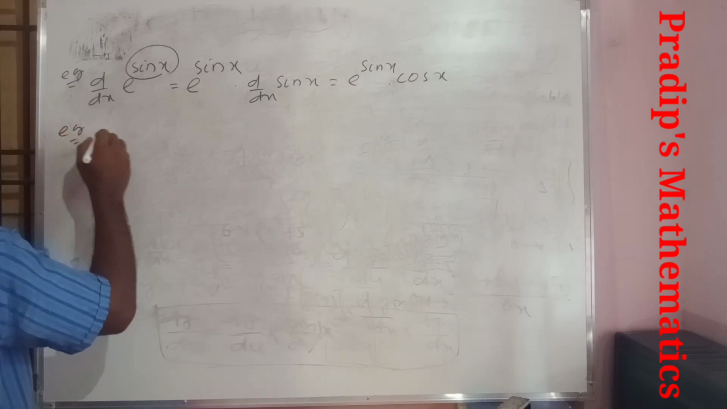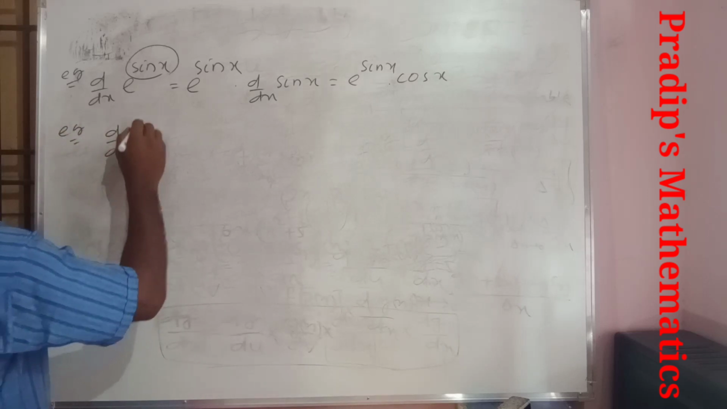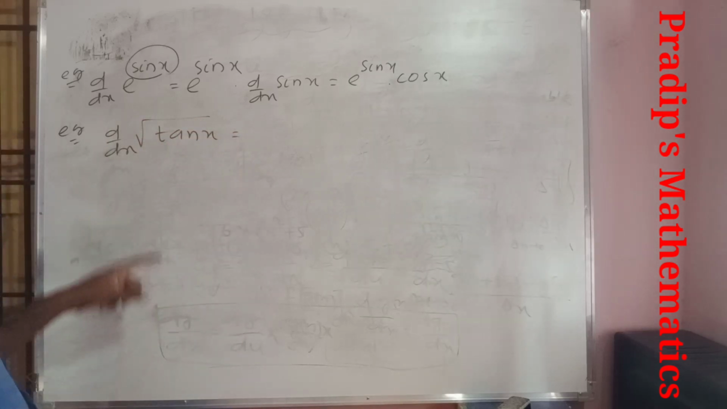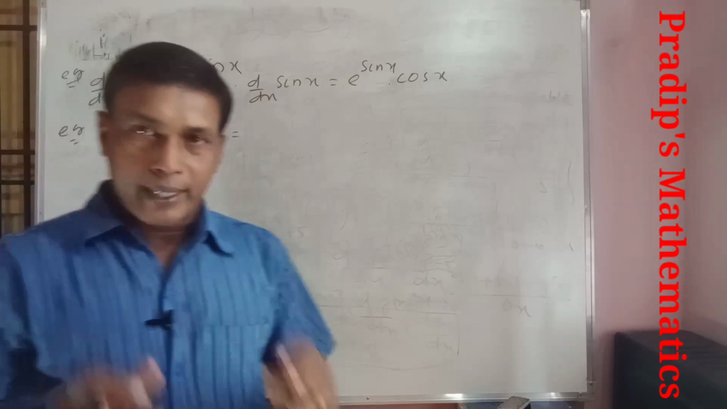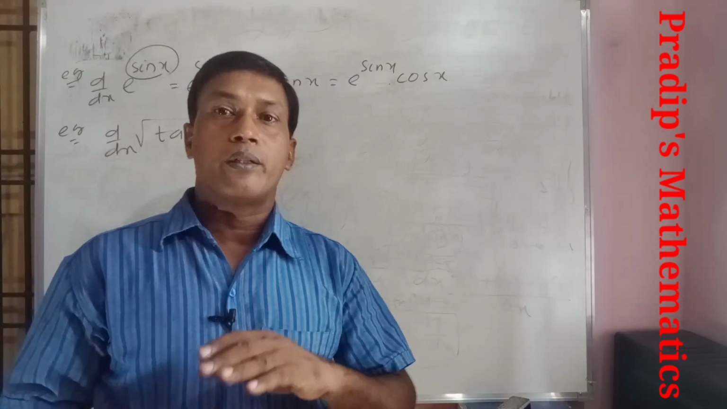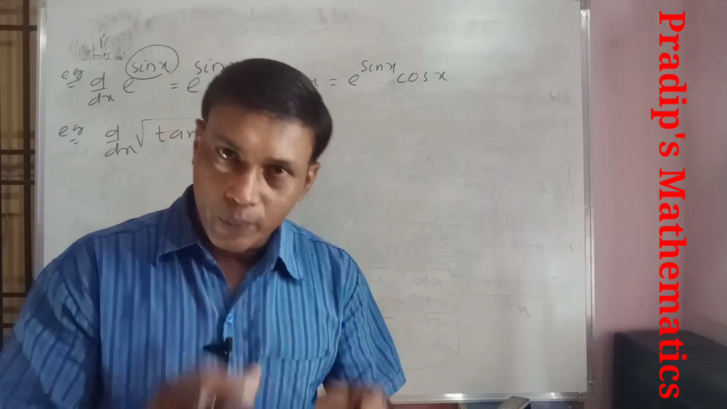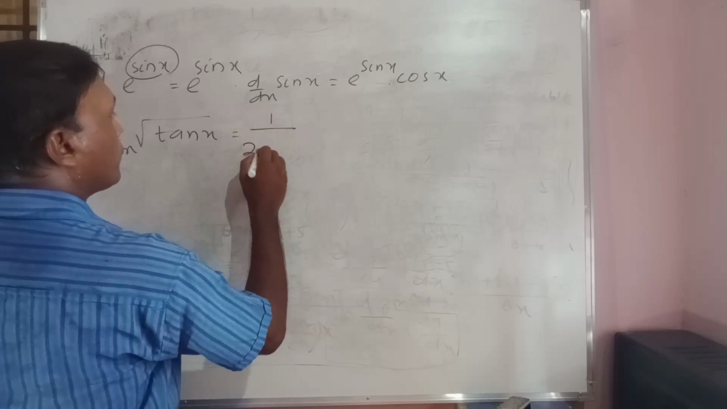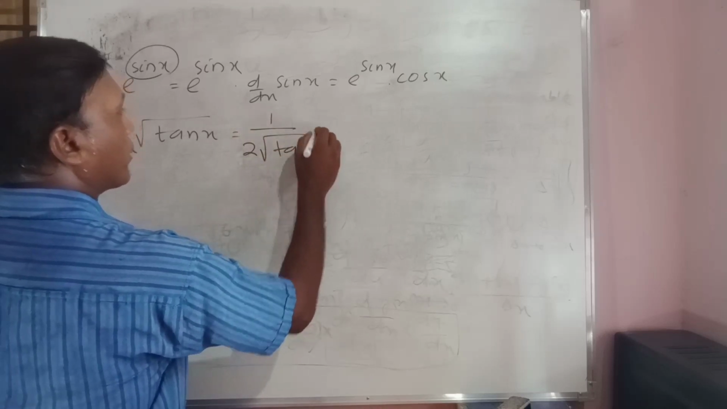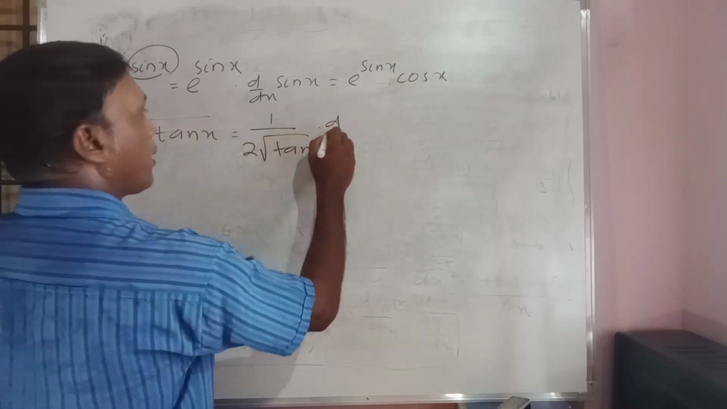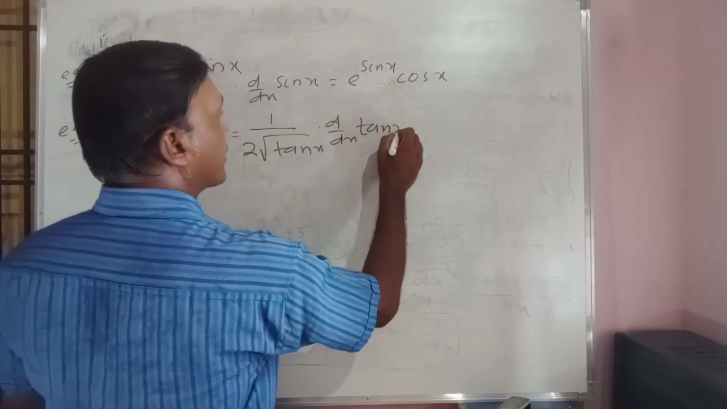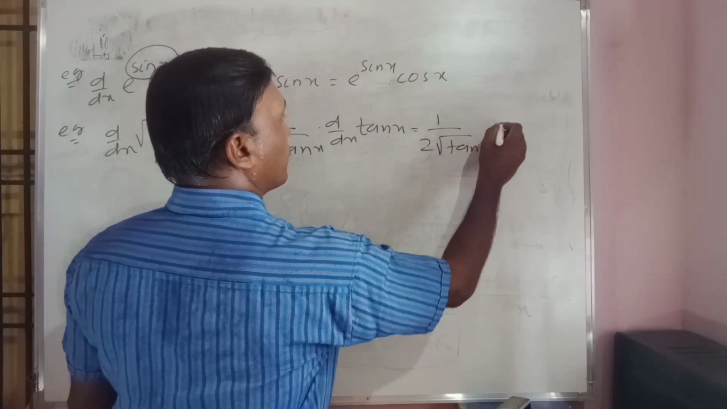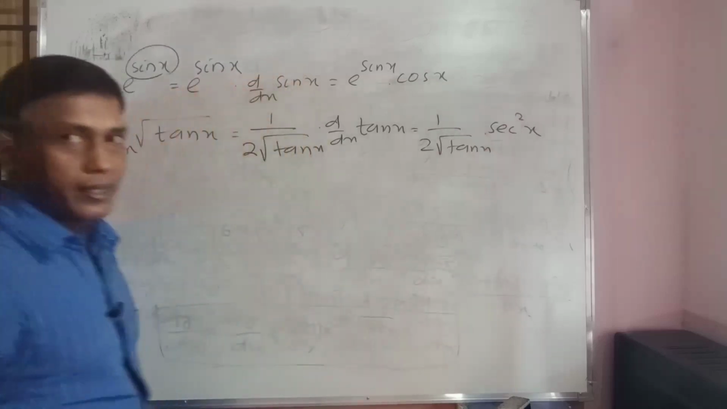Another example, derivative of root over tan x. Look at here. This is in the form of root x. As you know, dear students, derivative of root x is 1 by 2 root x. So derivative of root tan x is 1 by 2 root tan x. But x is replaced by tan x. So multiply derivative of tan x. And this is 1 by 2 root over tan x into derivative of tan x, which is sec square x.